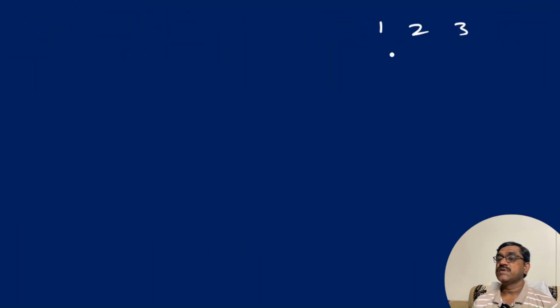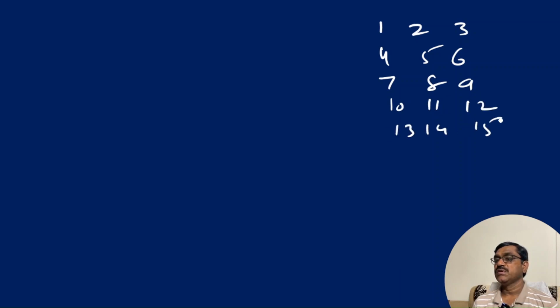This is the first part, 1, 2, 3. Next, 4, 5, 6, then 7, 8, 9, 10, 11, 12, 13, 14, 15. So like this, three columns, 5 rows. 5 rows and 3 columns. Like this, we want to print. So this we call matrix form.